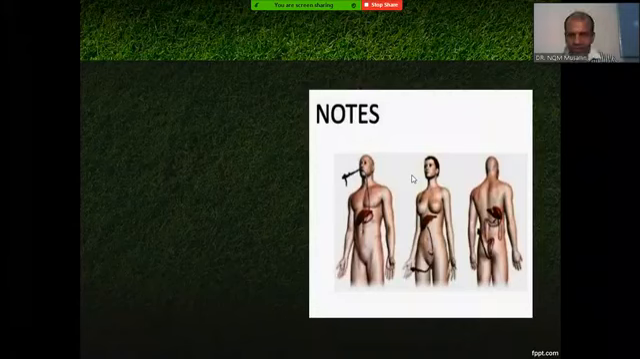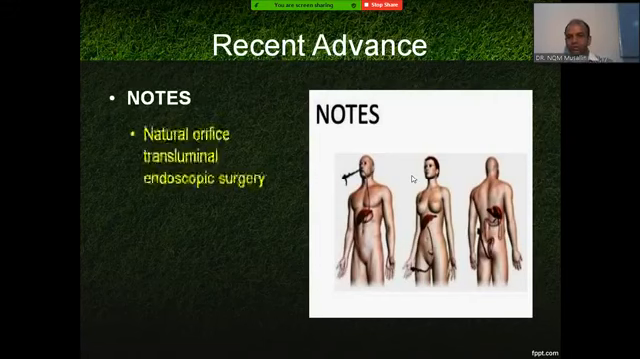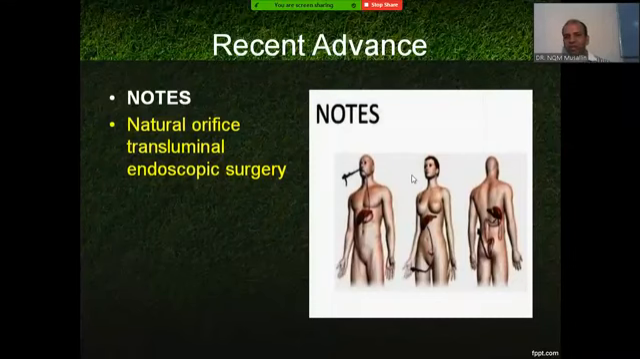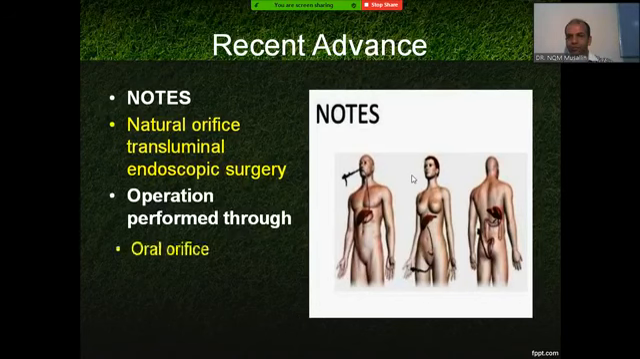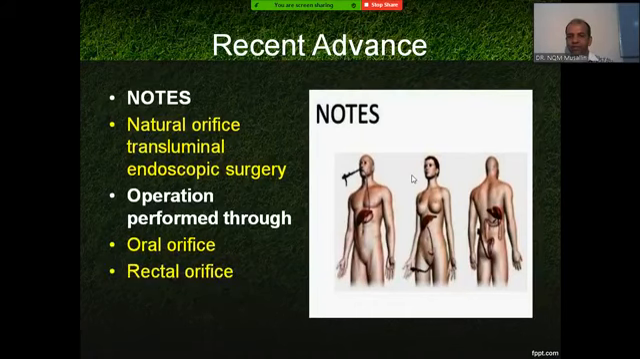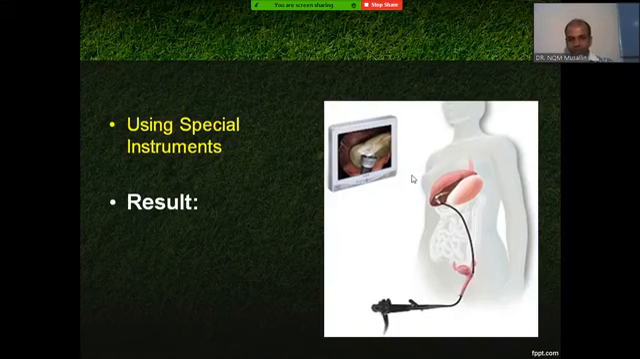There are so many advanced procedures for removal of the gallbladder, like NOTES. NOTES means natural orifice transluminal endoscopic surgery. By this procedure, we may remove the gallbladder through the oral cavity, through the vaginal cavity, or through the rectum. So there is no scar mark after removal of the gallbladder. The operation is performed through the oral orifice, rectal orifice, or vaginal orifice using special instruments, and it is a scarless operation.